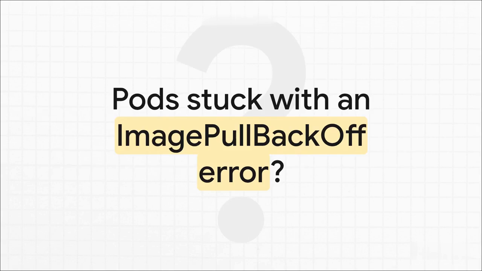Okay, here's another classic. Your deployment works, you see the pods being created, but they're just stuck. They never turn green, they never say running. And if you look closer, you see a weird error like ImagePullBackOff. That's Kubernetes telling you, hey, I'm trying to grab your container image, but I can't get to it.